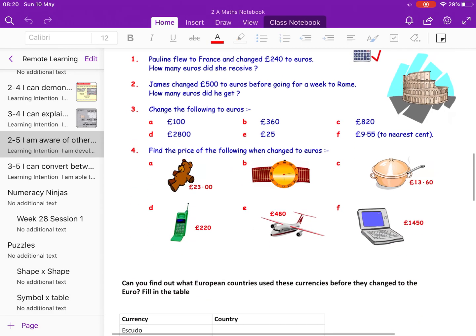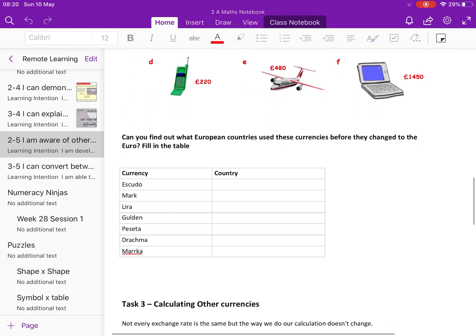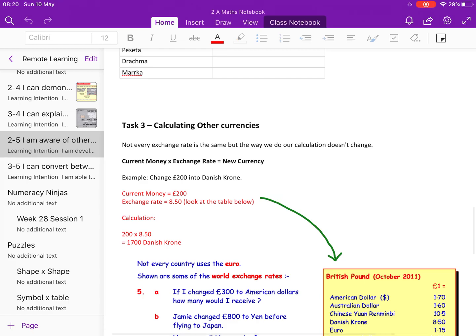The idea is then you just go in and answer these questions, and then a little challenge is, these are old currencies. These are currencies of countries that used to use the euro. Used to use these currencies but now use euro. So you need to go and figure out who used to use an escudo, a mark, lira, gulden, peseta, drachma, or the marca. You can go do a little bit of research.